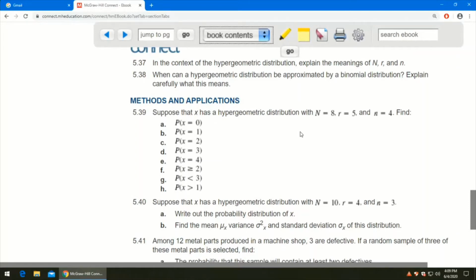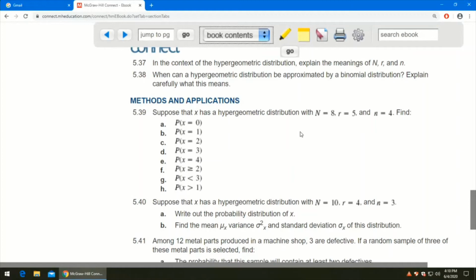So can x be 0? This is 0 because this is not possible. We already have 4 selections and we have 3 failures. So if we have 3 failures and 4 drawings, at least 1 would be a success. So we cannot have x equal to 0. I'm not going to be solving this, you already know the answer. This is going to be 0. So let's move on to the next portion, where we have the probability of x equal to 1.